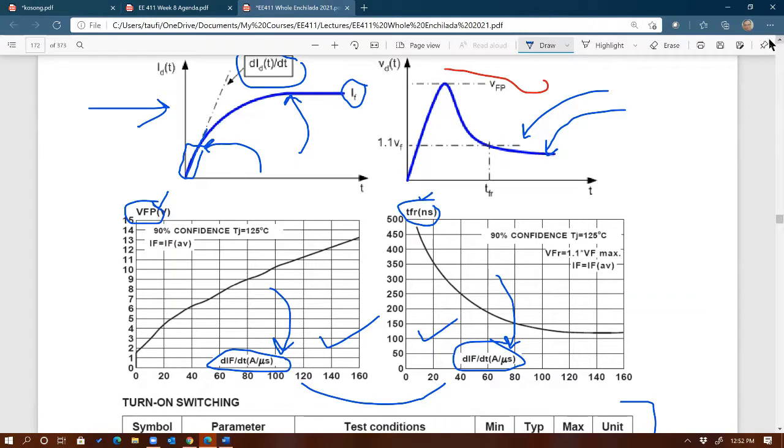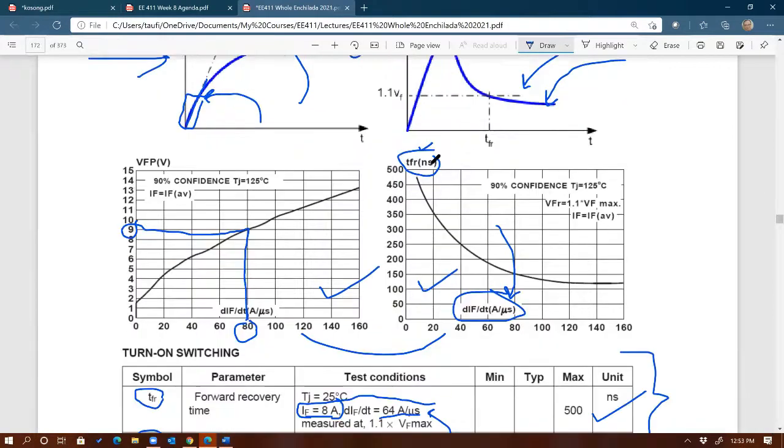And then from these two curves, you get your VFP and TFR based on the slope. Is that clear, Nick? I want to make sure that that's clear. So is VFP equal to the slope? No. VFP is a function of the slope. Okay, got it. So let's say the slope is 80 amps per microsecond. Then that would give you 9 volts for the peak, and so on and so forth. Same thing with TFR. Depending on the slope, that would give you the TFR. For 80 amps per microsecond, that's actually a pretty good point to use. You can see that's going to give you 150 nanoseconds for TFR.